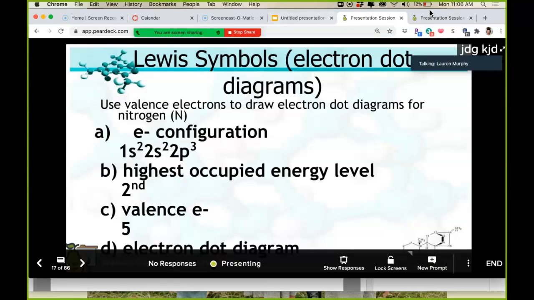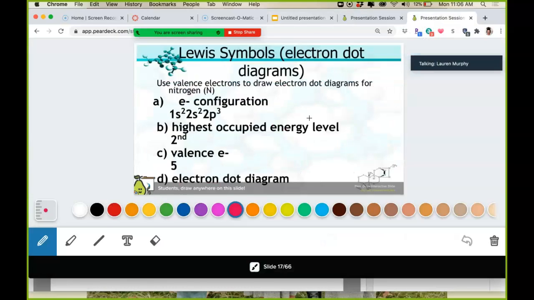So electron configuration. So let's tie this back to last chapter. Electron configuration for nitrogen. So 1s2, 2s2, 2p3. Now this right here is your highest occupied energy level, right? N equals 2. All right. So how many valence electrons are there? Well, there's 2 right here plus 3 more right here is 5.